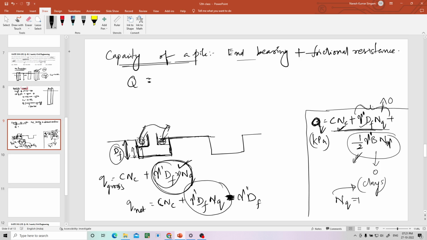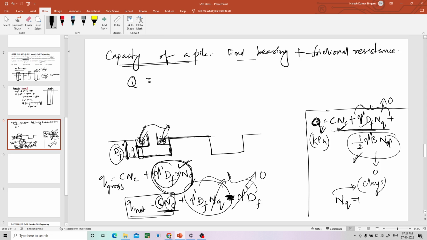So in case of clays, we have discussed already Nq equal to 1, so gamma Df minus gamma Df becomes 0, this term. So finally you will be left with, for the bearing capacity of shallow foundations, only c and Nc. c is cohesion and Nc is the bearing capacity factor.